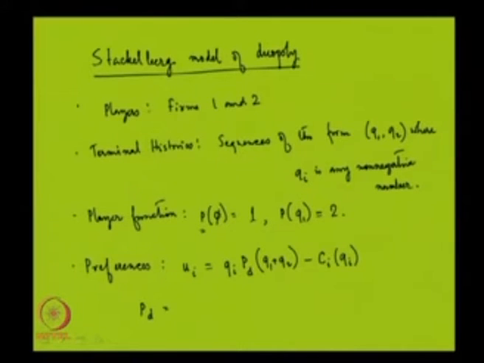This is what each firm wants to maximize, where PD is given by this function, the inverse demand function, because price is expressed as a function of the total quantity. So, this is what the players want to maximize.